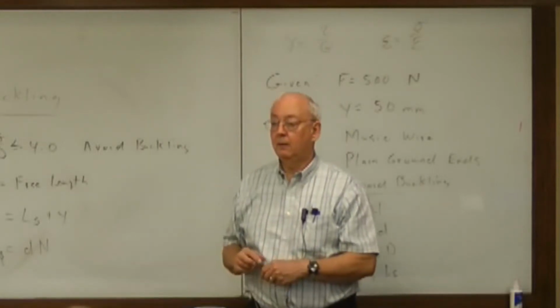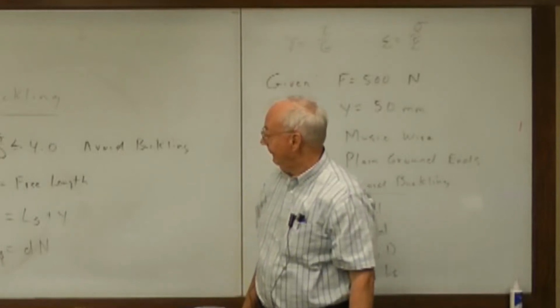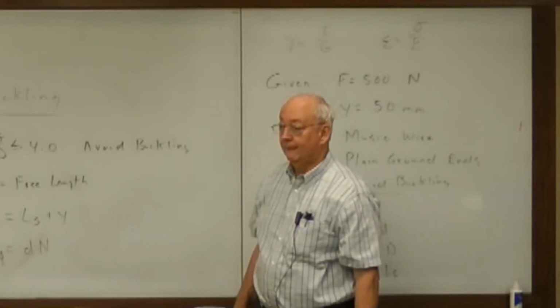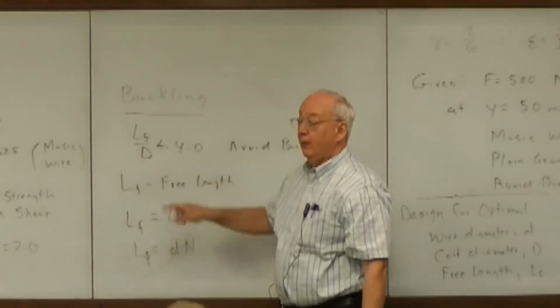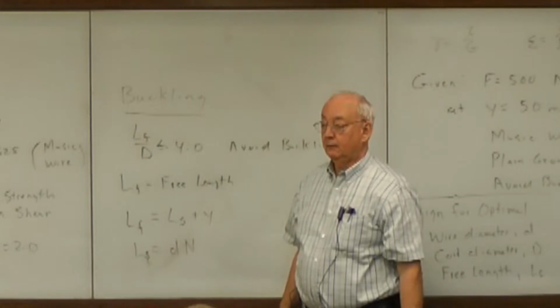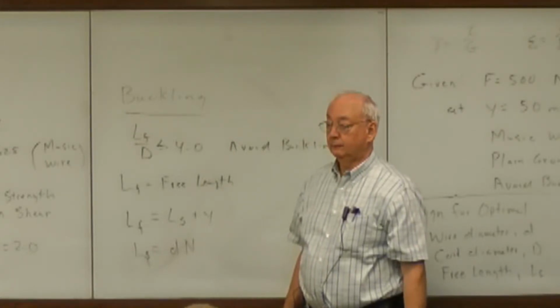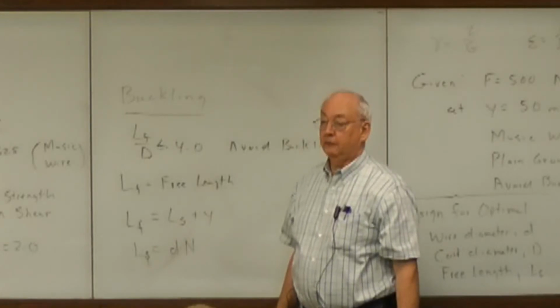Under buckling, you have the free length divided by the diameter is less than or equal to 4. Is the 4 something that is characteristic of music wire only? Or, no, all springs? All springs.